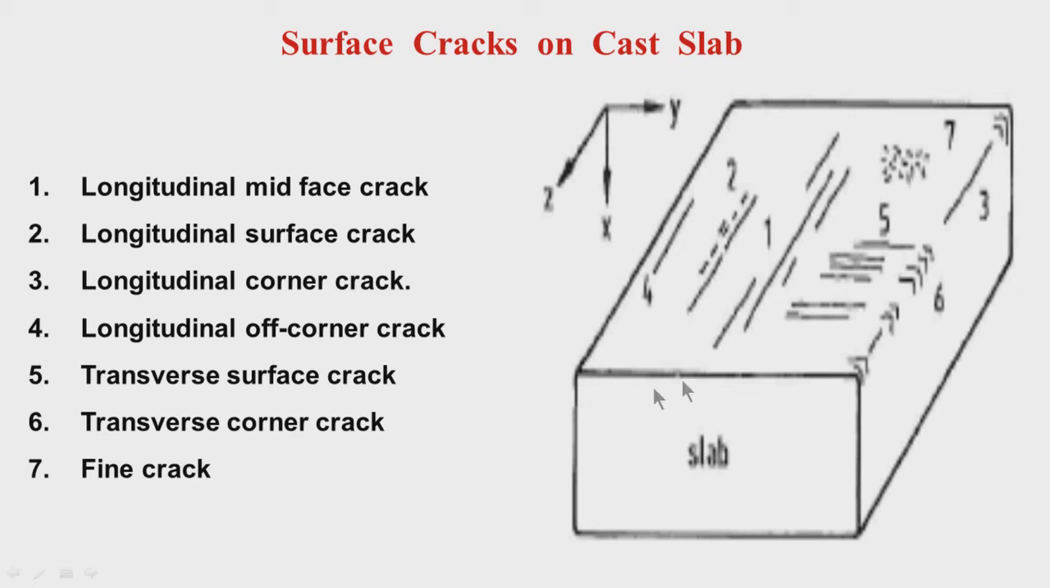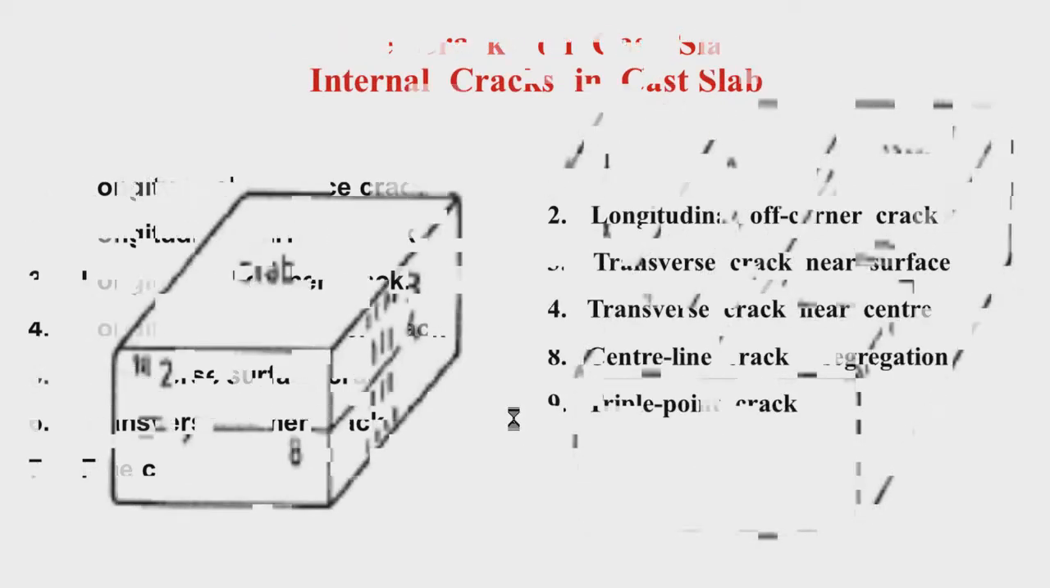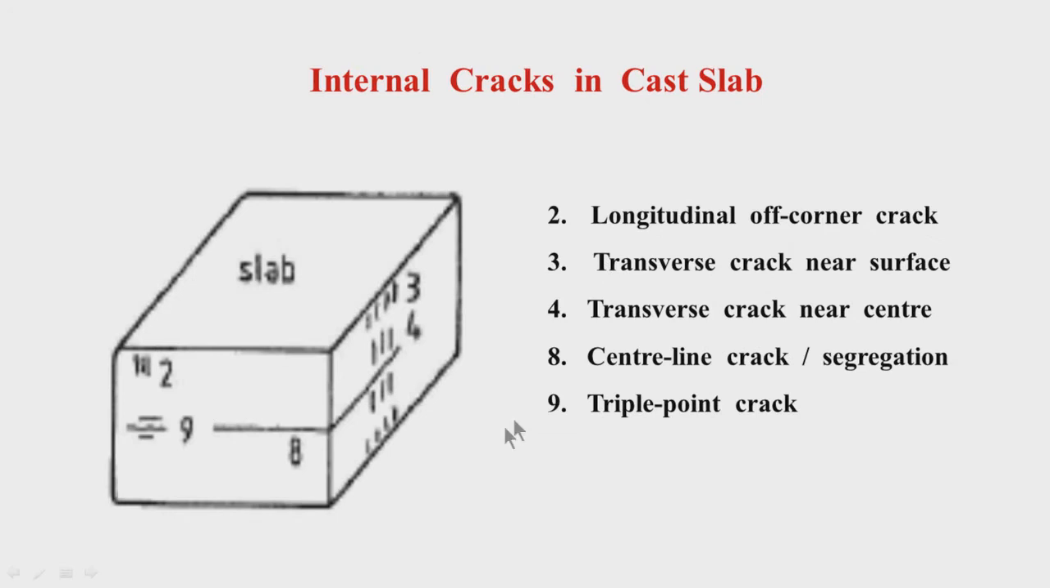Again, in the slab interior, the internal cracks you might see: this is a center line crack or segregation, this is a triple point, solidification front moving from here, solidification moving from the broad faces, meeting at the triple point area. So, this area is very weak, so you might have crack development at those triple point areas.